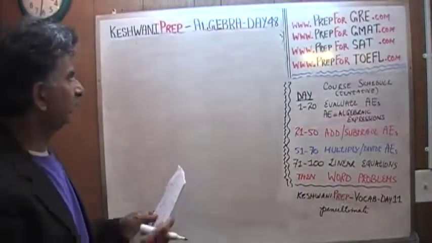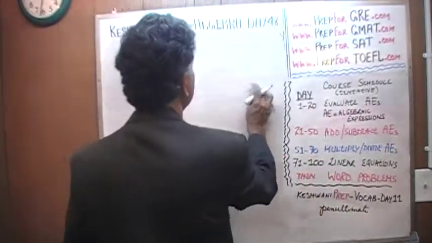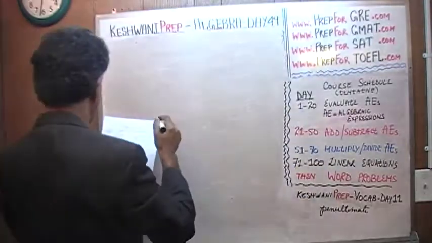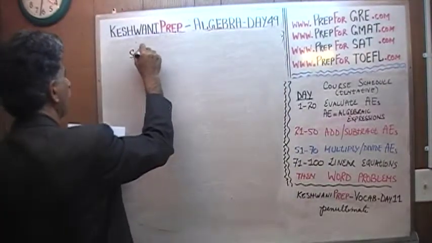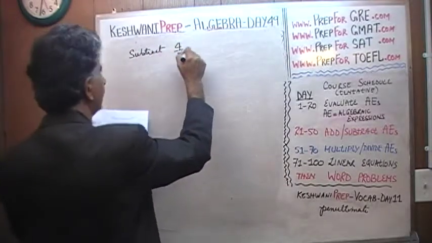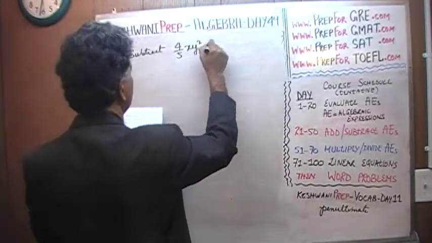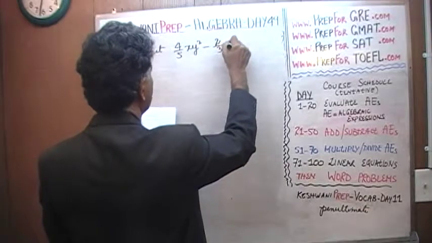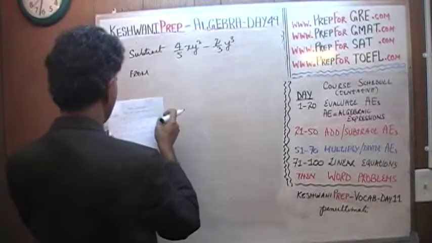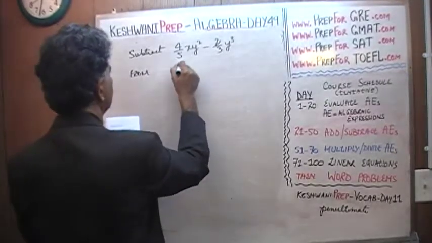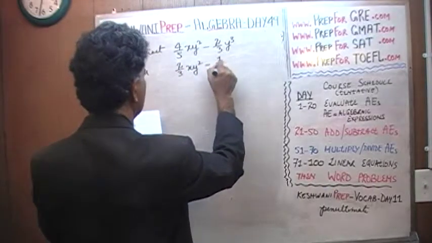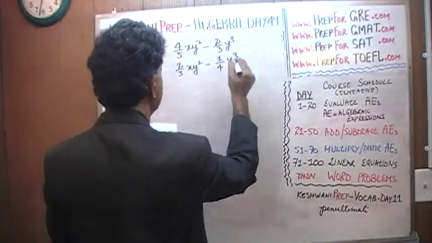Here is the question for today, day number 49. We are asked to subtract 4/5 xy squared minus 2/3 y cube from 2/3 xy squared minus 1/4 y cube. That's all.